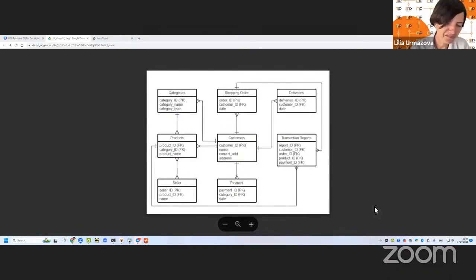Okay. Anything else? Maybe in the transaction report we need to add the seller's ID. Seller's ID, but we can know the seller's ID by a product ID. So it is not mandatory to have it here. Wrong.